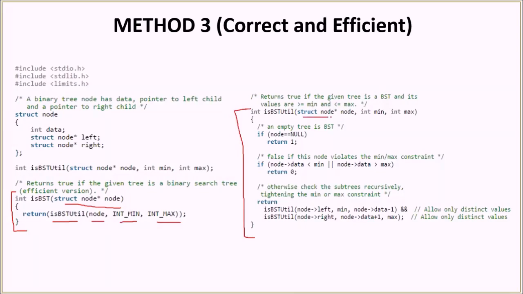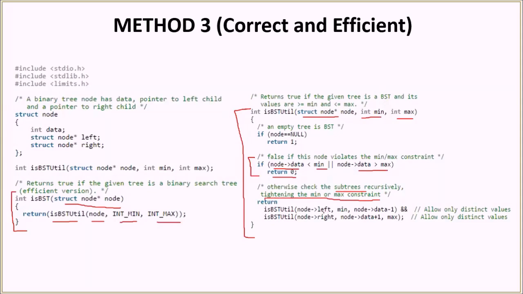So you get the node, you get the minimum allowed value, you get the maximum allowed value. Now what this algorithm will do is check that the node's data is within the minimum and maximum value. If it's not, it will return false. If it is within the minimum and maximum value, then we'll recursively call this function for the left and right subtree, and we'll also be tightening the minimum and maximum constraint.